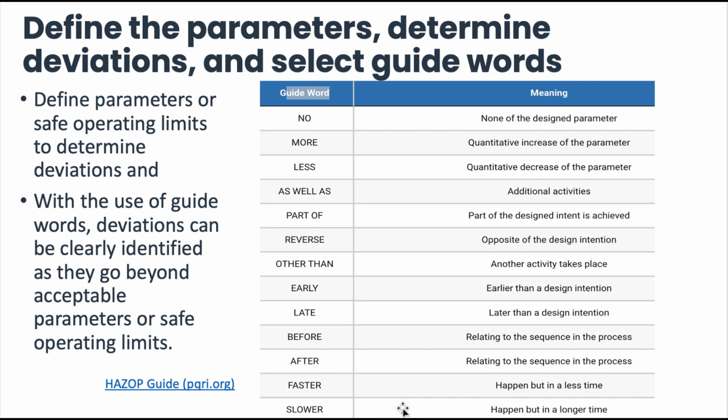And so when is there no water supplied to a system? When is there too much water supplied to a system? When is the water being supplied at a slower rate, or when is it being supplied at a quicker rate?